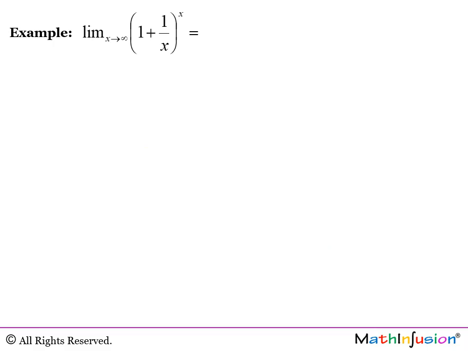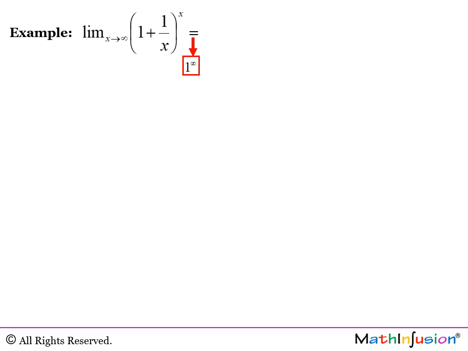Example: limit of (1 plus 1 over x) to the power of x when x approaches infinity. This form is 1 to the power of infinity, and the reason is because 1 over x at infinity is almost 0, and we get 1 plus 0 to the power of infinity.